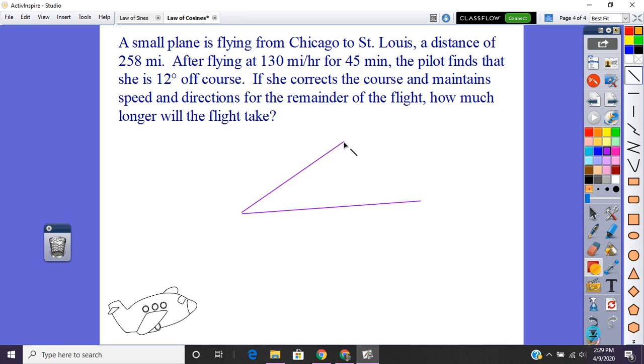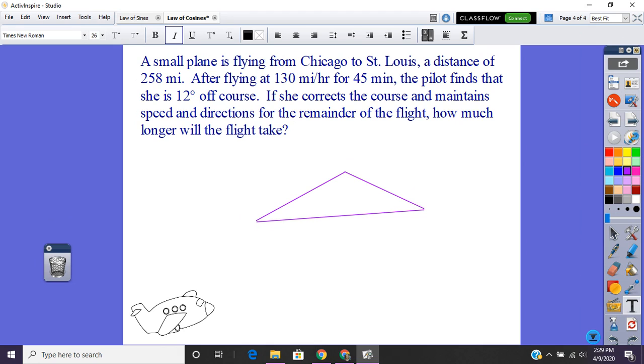All right, this is another one of those fun questions that really makes you think about what your answer is before you get going. We're going to draw a triangle. I have no idea if that's what it looks like, but that's what we're going to label it as. And we're going to say, here is St. Louis. Here's Chicago. And it tells us that there's 258 miles in between them. And it also tells us after some time she's 12 degrees off course.